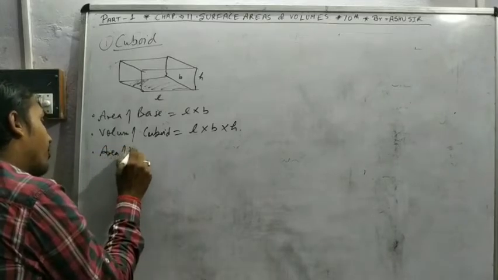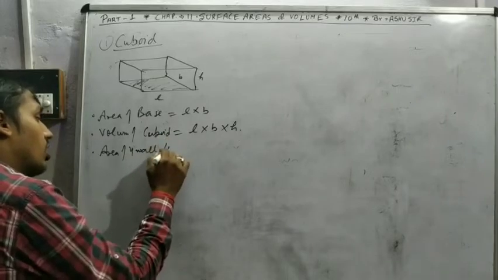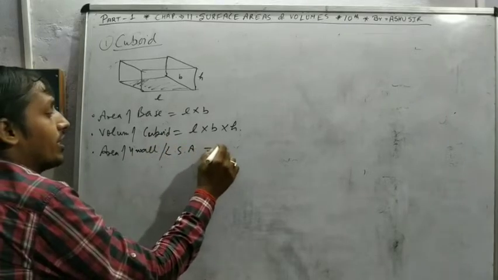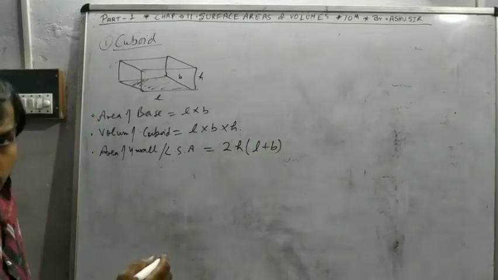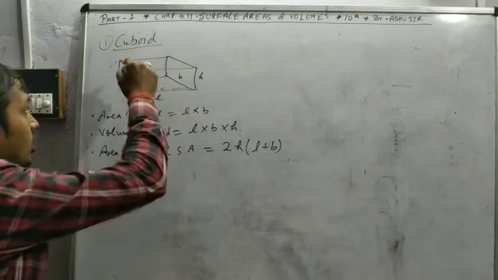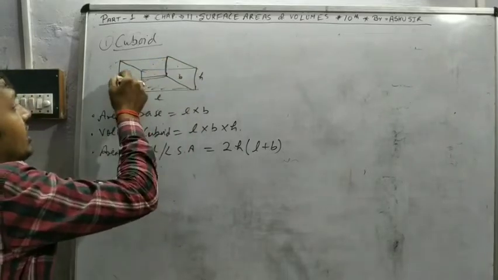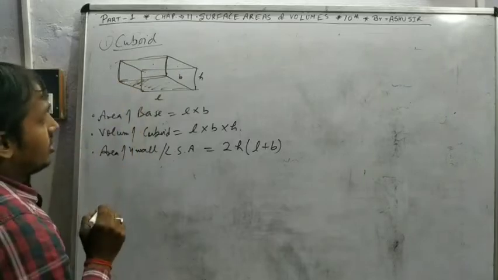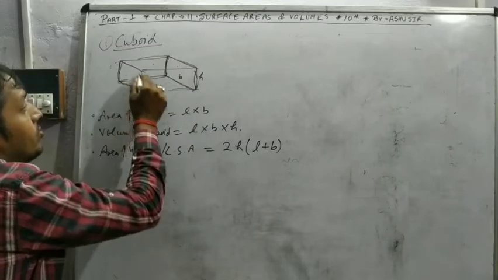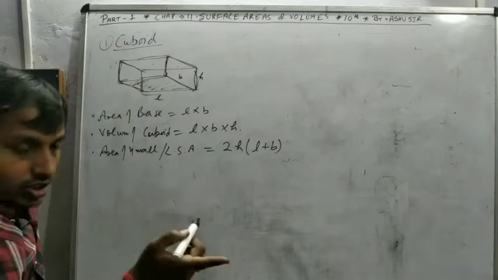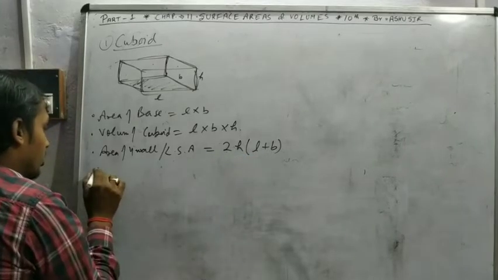Area of 4 walls, this is called lateral surface area of cuboid. 2H(L plus B) means only 4 walls. This wall, this wall, this wall and this wall. So this wall area is length, height, same length, height. This is breadth, height. This is breadth, height. So 2 length, height, 2 breadth, height. So H, 2 common, 2H(length plus breadth).